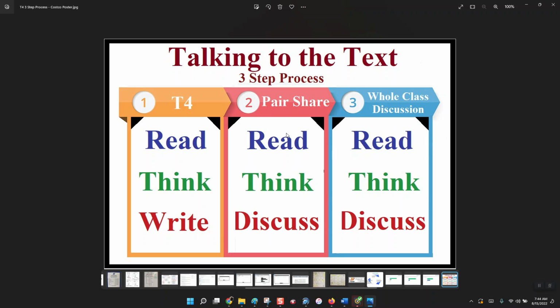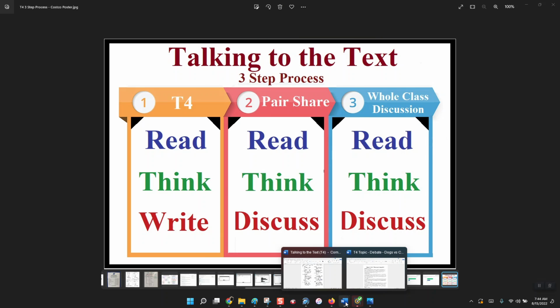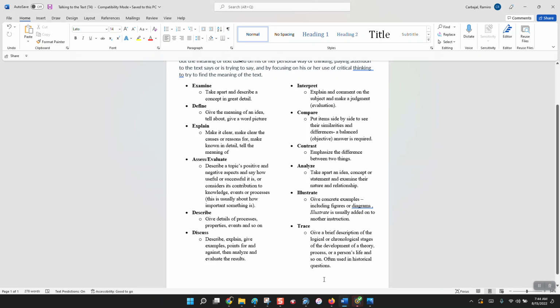And then the last step is, once I give you guys time to discuss together as partners, it's time to discuss as a whole class. Once again, you're going to read your notes, you're going to think about your notes, and then we are going to discuss all together. So there's going to be a lot of reading, a lot of thinking, writing, and discussing. The point of this is that whatever text I give you, it won't matter. You'll be able to break it apart because of this process that we're going to use.